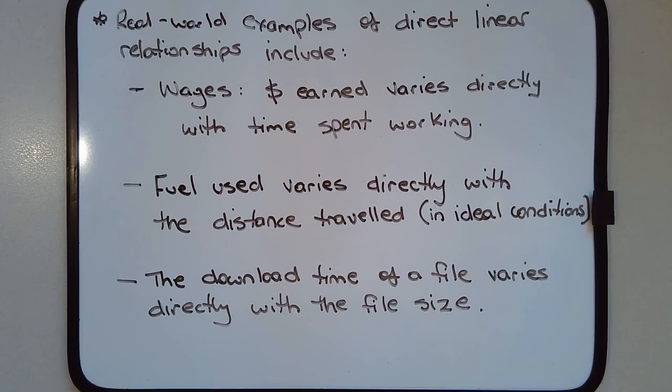So a file of 0 size is going to take 0 seconds to download. Depending on your connection speed, if the file size is doubled, what happens to the download time? It doubles the download time. So for every doubling of the size of the file, it's going to double the time it takes to download. In the next video, we'll have a look at an example or two to see how this works in practice.